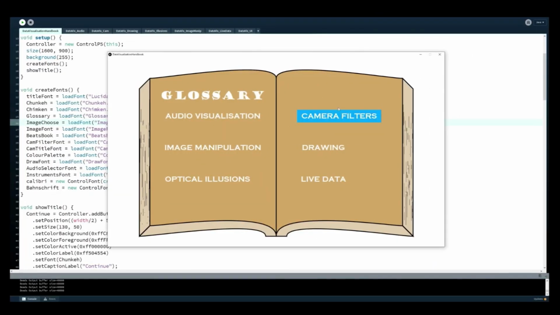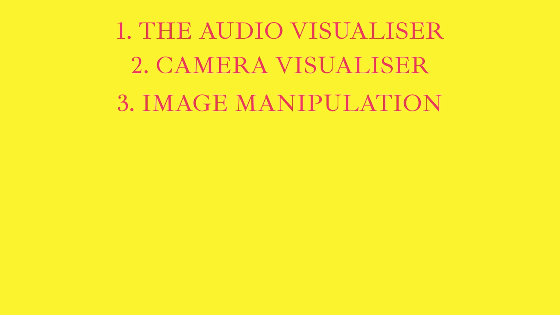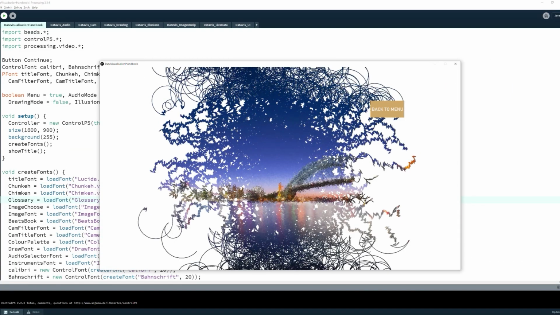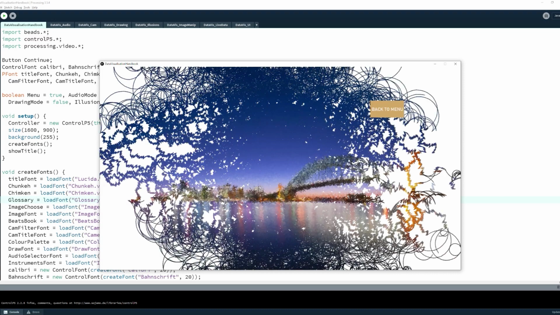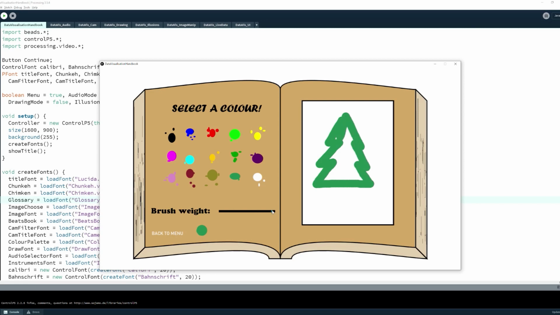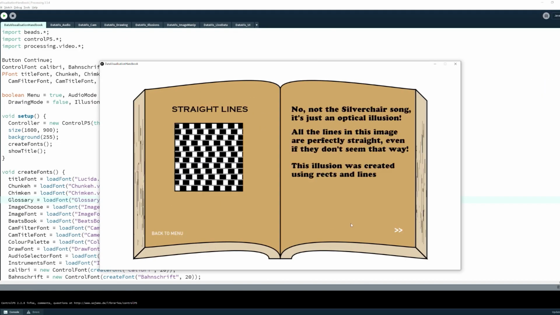Camera Visualizer. This would take in the user's webcam, if they had one, and apply filters to the camera in a fun way. So simple ones which would alter colors, and others that would pixelate the camera. Image Manipulation. Using 6 reference photos, this would use a random walker algorithm to generate an image procedurally by coordinate and pixel reference. Drawing Tool. Inspired by something like Microsoft Paint, this allows the user to draw on the canvas using the different tools and colors.